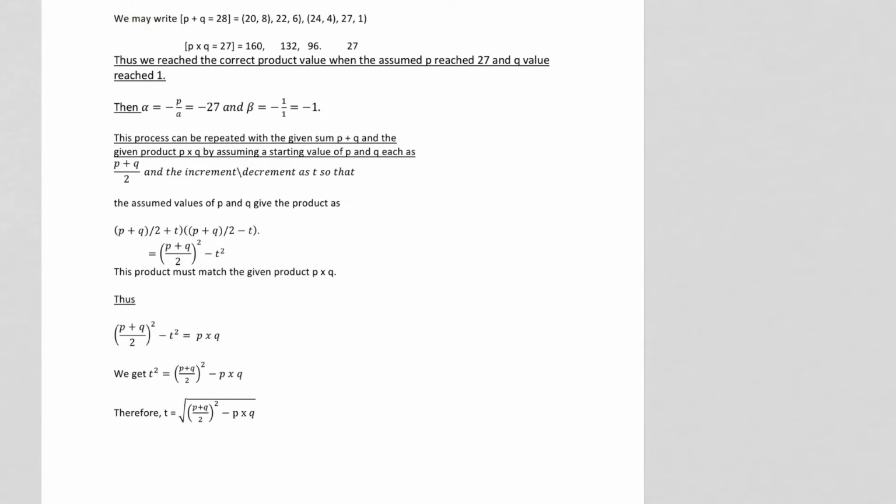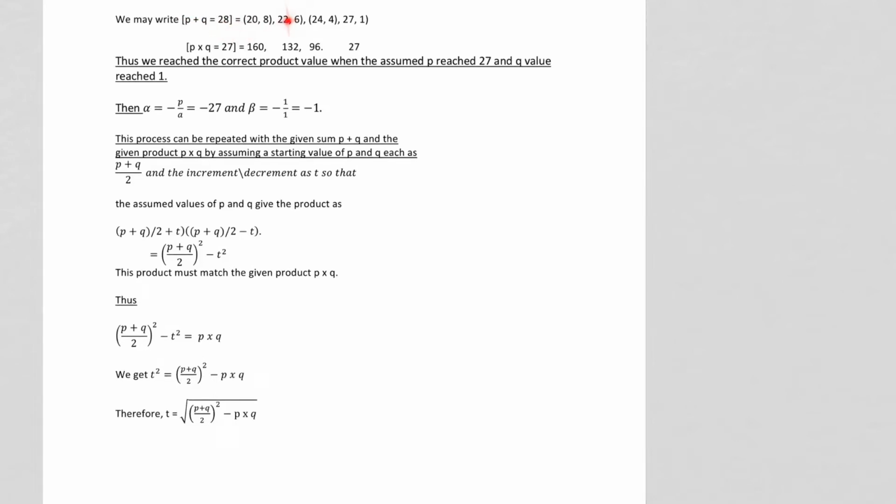We may write p plus q as given to us, 28, and we break this up into 20 and 8, or 22 and 6, or 24 and 4, or 27 and 1. These are perfectly arbitrary values we have assumed for p and q. However, their sum must equal the given sum of p and q, 28. All sums are really the same as 28. However, what remains to check is their product.